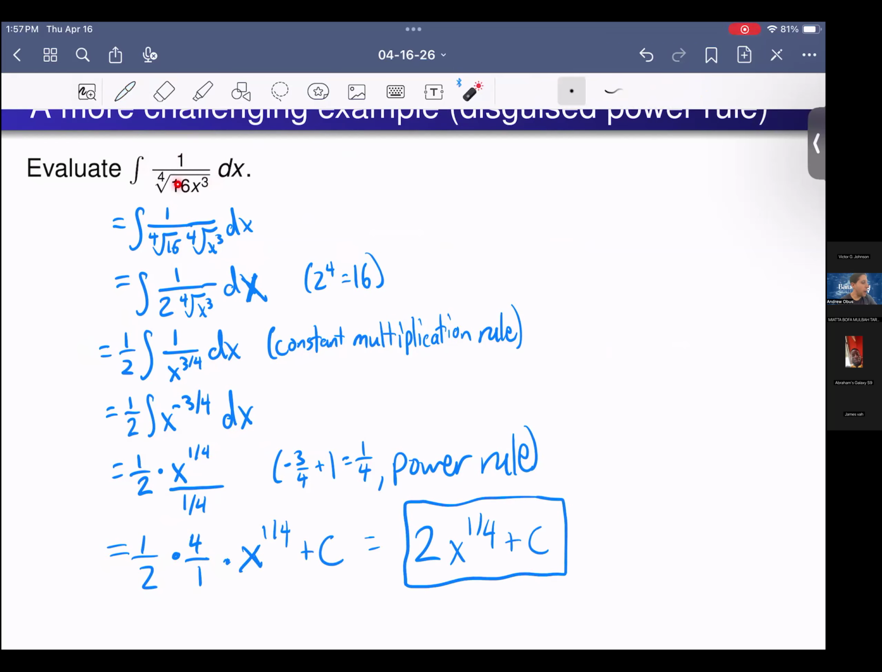It may look a little complicated, but all you need to do is simplify it until you can use the 3 rules that are our most basic integration rules. In this case, we didn't even need the addition or subtraction rule. We just needed the constant multiplication rule, to pull out a constant, and then the power rule, once we could write whatever was inside as an actual power of x. Any questions about this one?